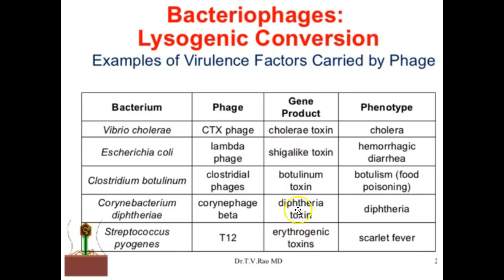The genes that encode these toxins are not bacterial in origin. They are phage in origin. So Vibrio cholerae got this deadly superpower of making cholera toxin when it was infected by a phage called the CTX phage. Clostridium botulinum got the superpower of being able to make botulinum toxin when it was infected by a set of what are called clostridial phages, and so on.